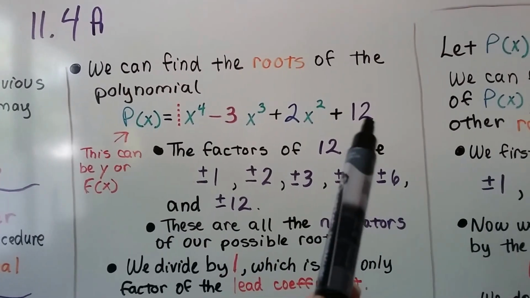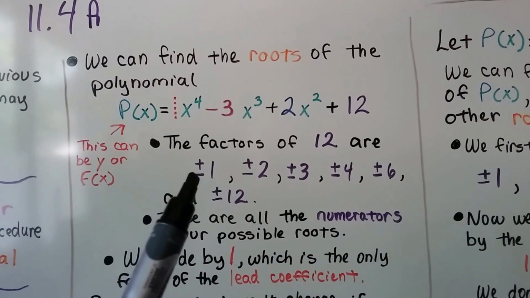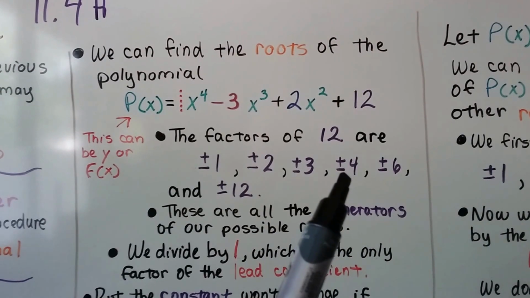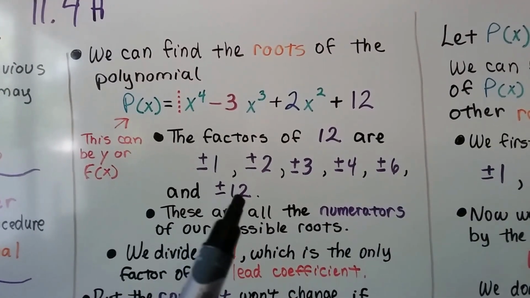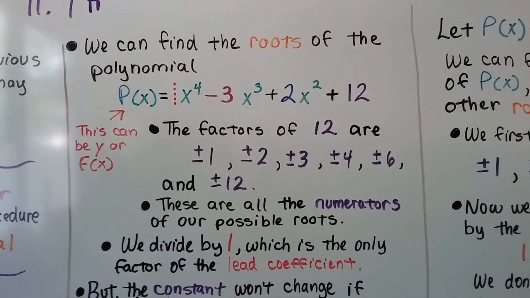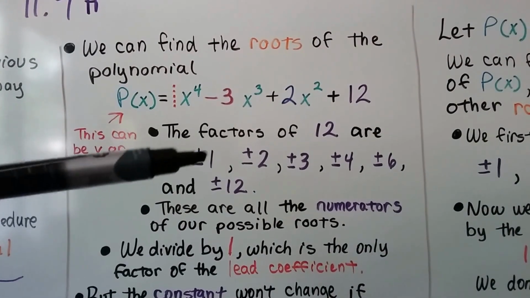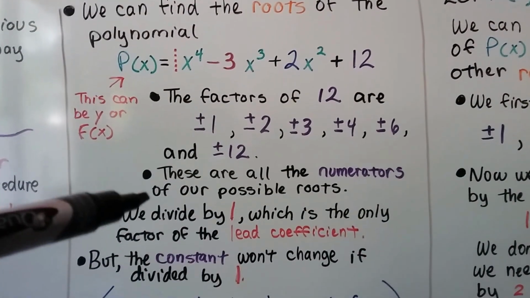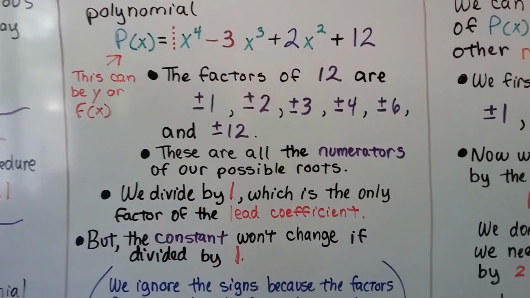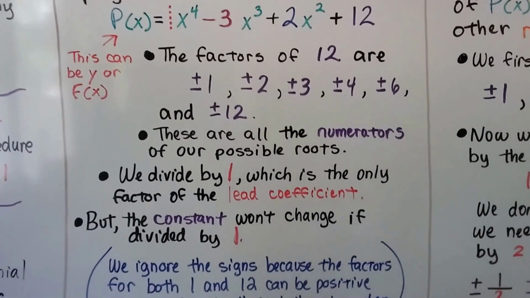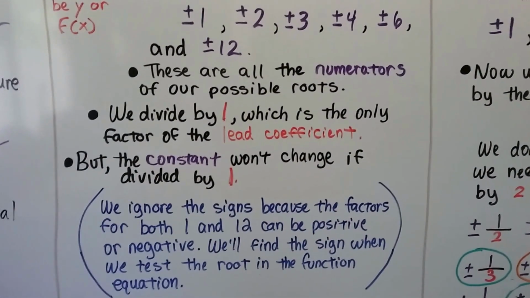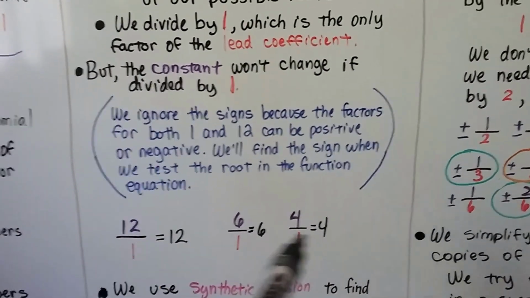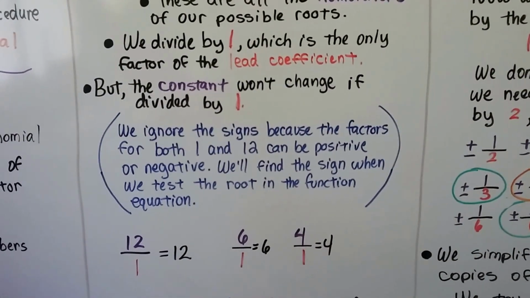We have to find the factors of 12. The factors of 12 are positive or negative 1, 2, 3, 4, 6, and 12. These end up all being the numerators of our possible roots. And we divide by 1, that lead coefficient, which is the only factor of 1. But the constant won't change if divided by 1. If we divide each of these by 1, they're going to stay the same. So there's no point in dividing by 1.